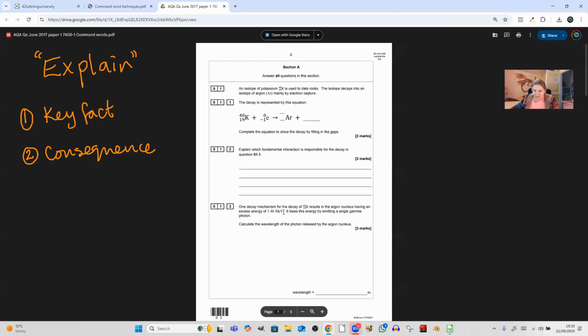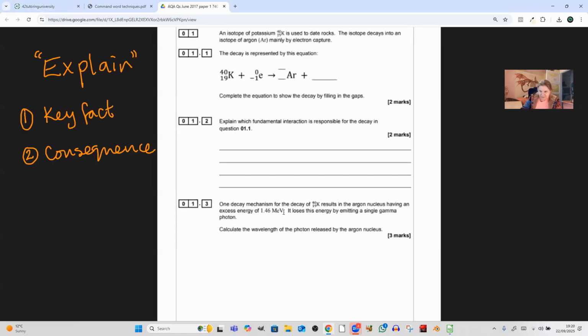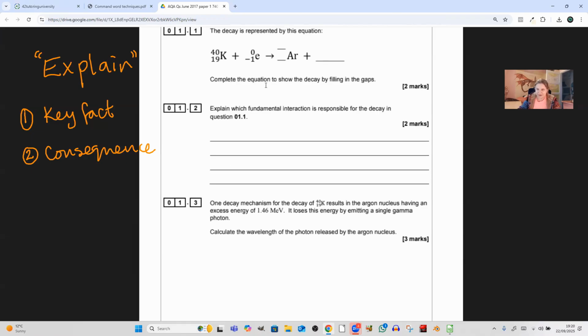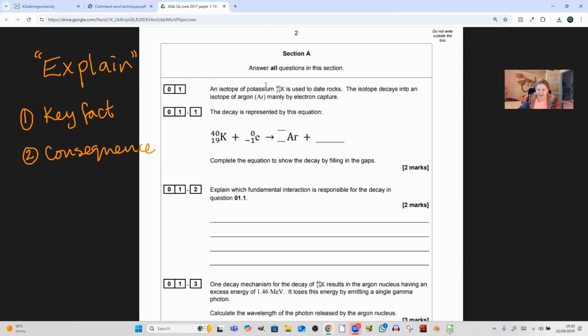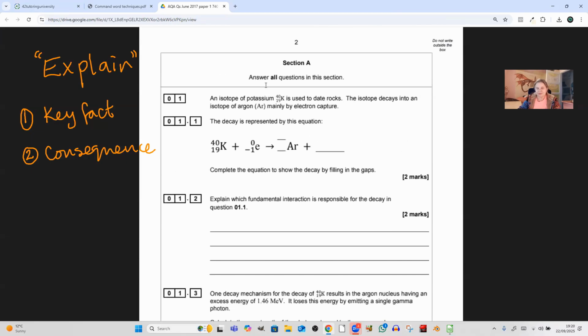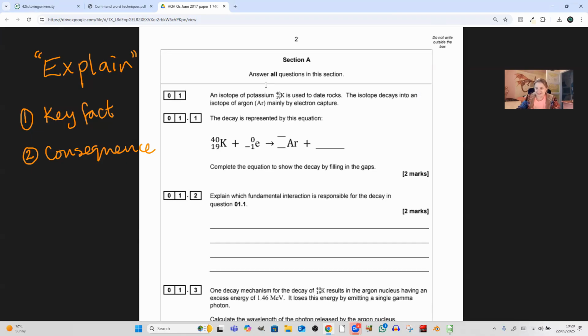1.2, we've got to explain which fundamental interaction is responsible for decay. Now, some of you won't have done this yet. Some of the year 13s won't have done this yet because particle physics is taught in year 12 for AQA, but in year 13 for OCR and Edexcel. So we can't even use that example of an explain question.